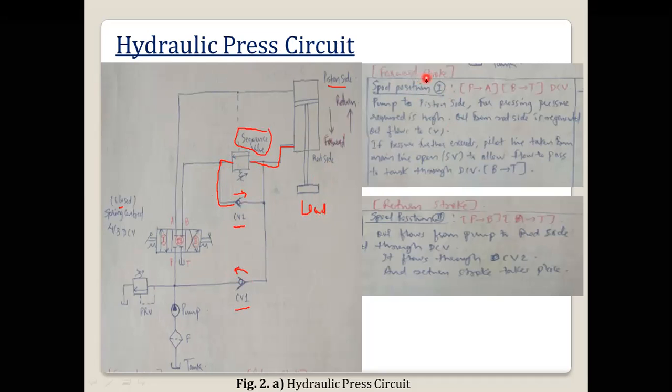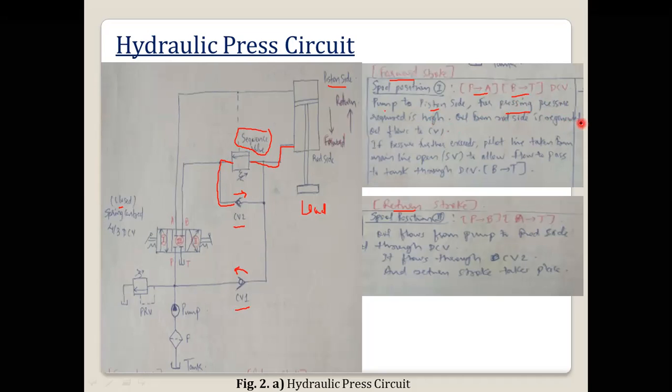We will see what happens in the forward stroke, then what happens in the return stroke. Forward stroke means I have to change from the closed center to the first position, so that is P to A, B to T. Here what will be happening? Oil from the pump is going to the piston side for pressing. You can see here this load is there, so you can imagine the workpiece is there that I have to press. So here the pressure required is high.